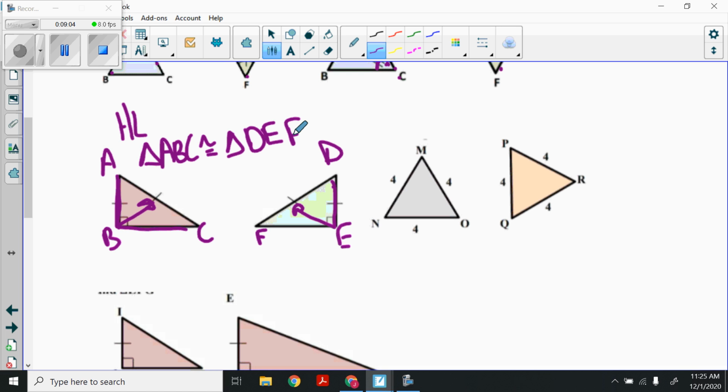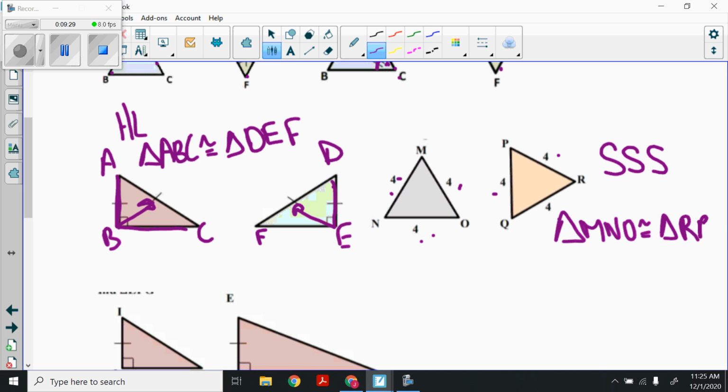This next picture, these 2 triangles, I don't have any tick marks, but I have numbers. Over here I have all 3 sides that are labeled 4. In this other triangle, all 3 sides are labeled 4. Again, I've got a side, side, side, SSS. That's one of my properties. I know the 3 sides. So then I could say triangle, let's say MNO, congruent to triangle RPQ.